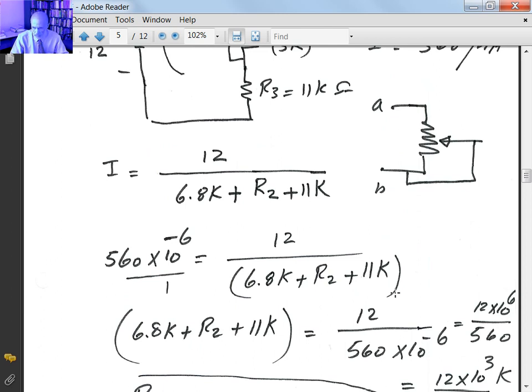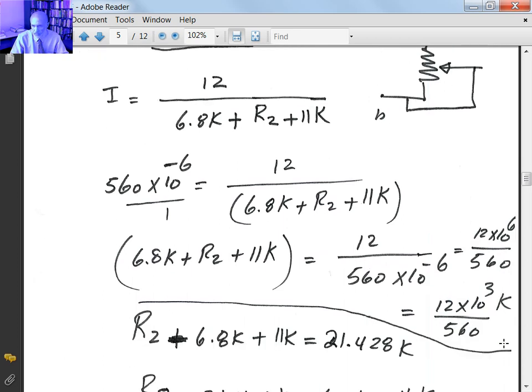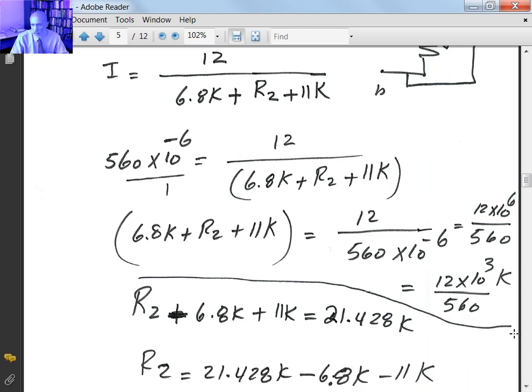Solve for this quantity right here. So it would be 12 divided by 560 times 10 to the minus 6. 1 over 10 to the minus 6 is plus 10 to the minus 6 on top. So it would be 12 times 10 to the 6 divided by 560, or R2 plus 6.8K plus 11K has to be equal to, if you calculate this, I wrote 10 to the 6 as 10 to the 3 times K, so it'll give you this value in kilo ohms.